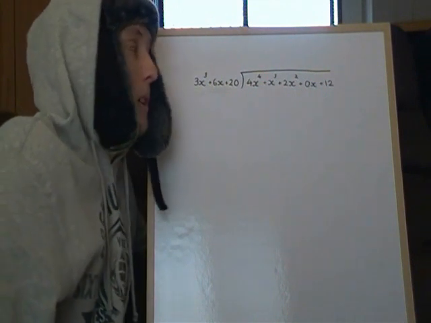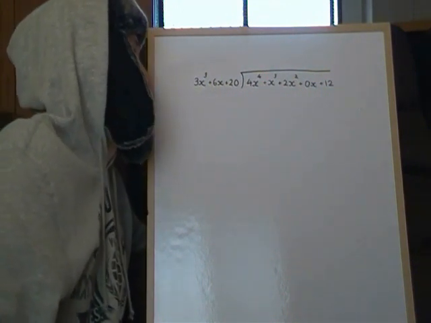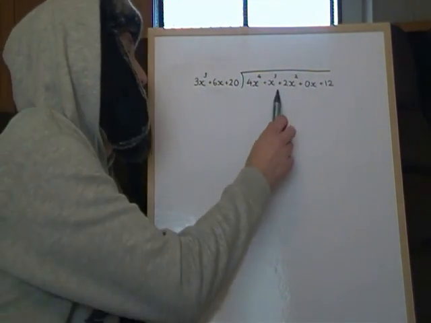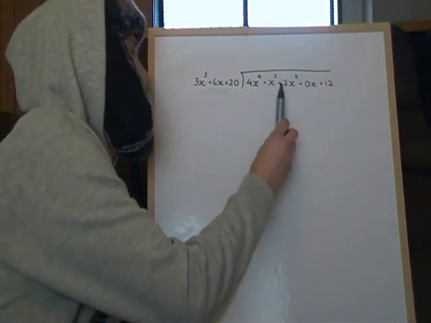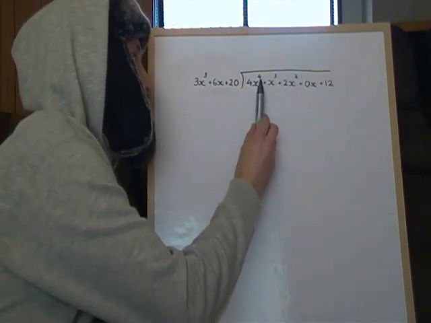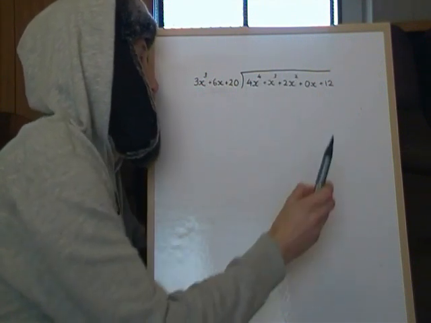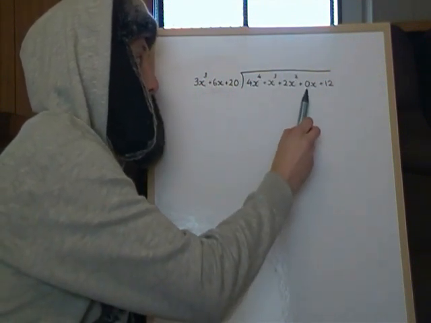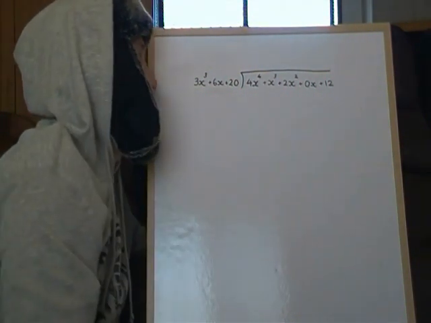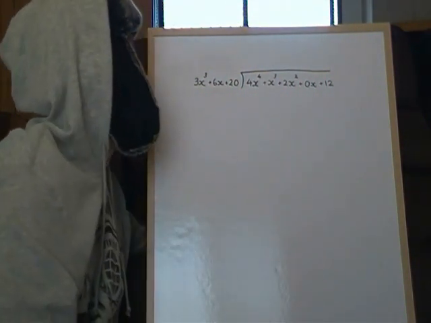So you set the problem out like you would a normal long division problem, your denominator on the left and your numerator on the right. You can rearrange it so that it's in decreasing order of the exponentials here, and if you are missing any, then you can just fill in the gaps with zeros. That'll help the layout of the problem.